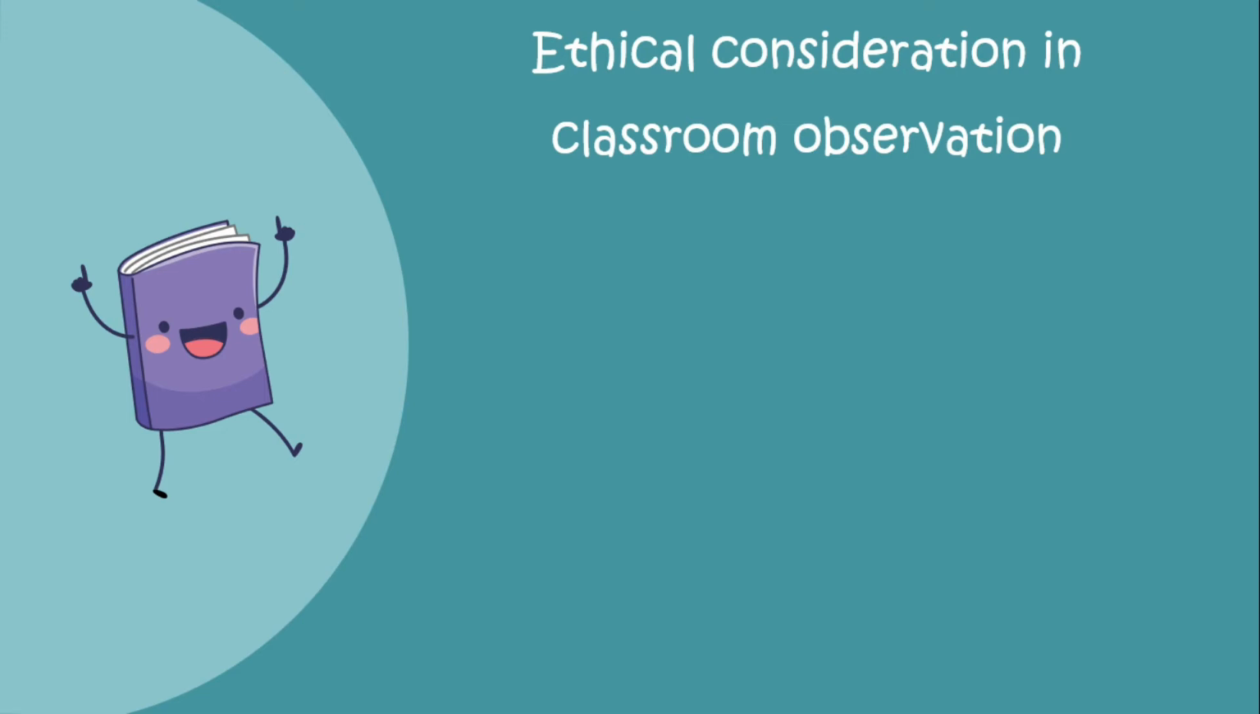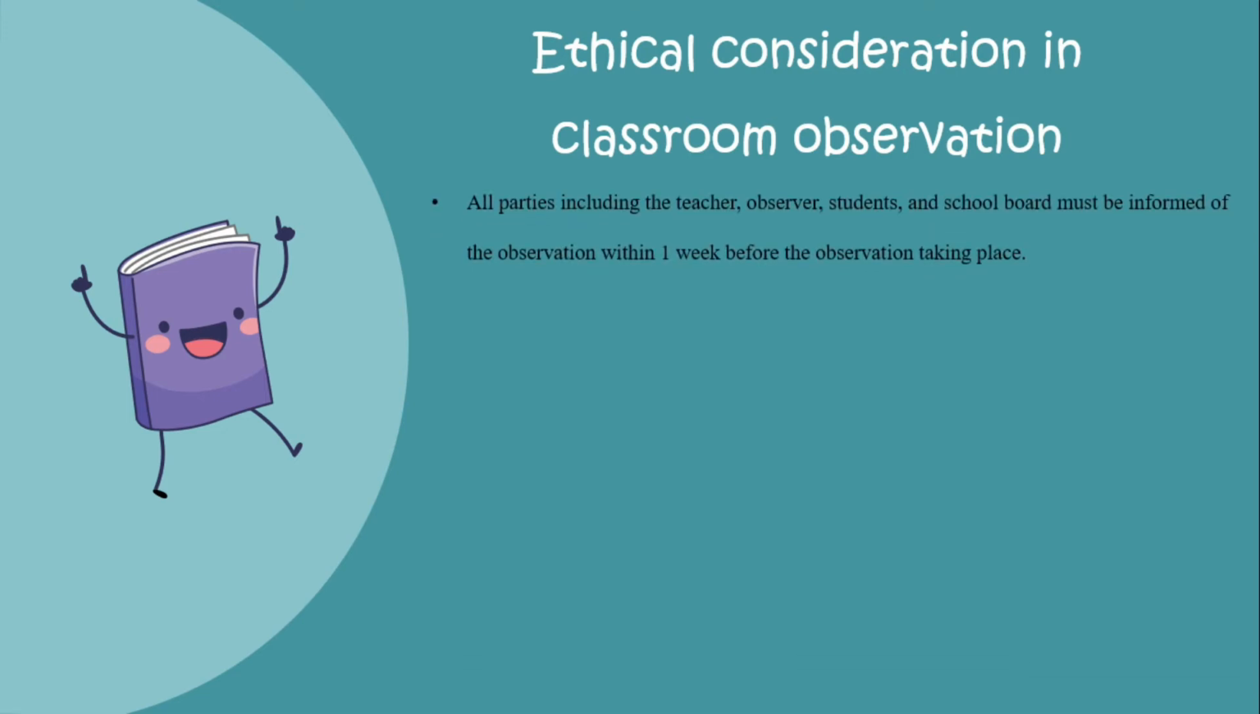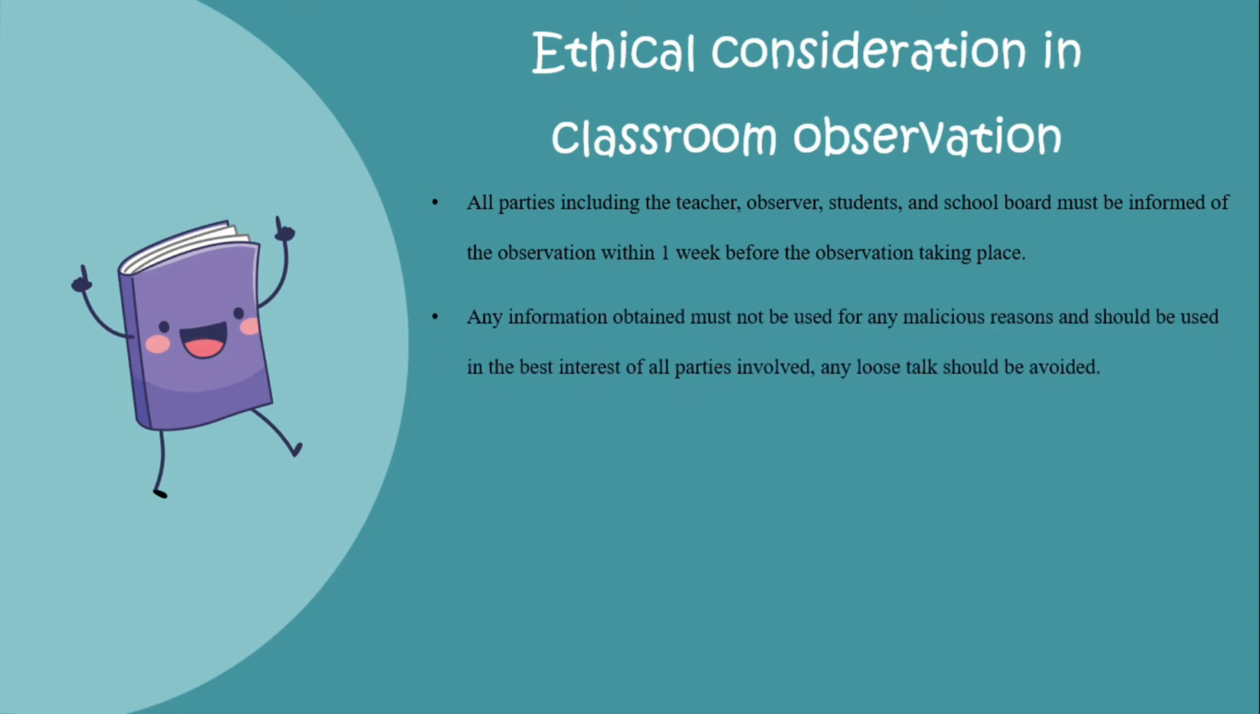Ethical consideration in classroom observation includes 5 points. The first one is all parties, including the teacher, observer, students, and school board, must be informed of the observation within 1 week before the observation takes place. Any information obtained must not be used for any malicious reasons, and should be used in the best interest of all parties involved. Any loose talk should be avoided.